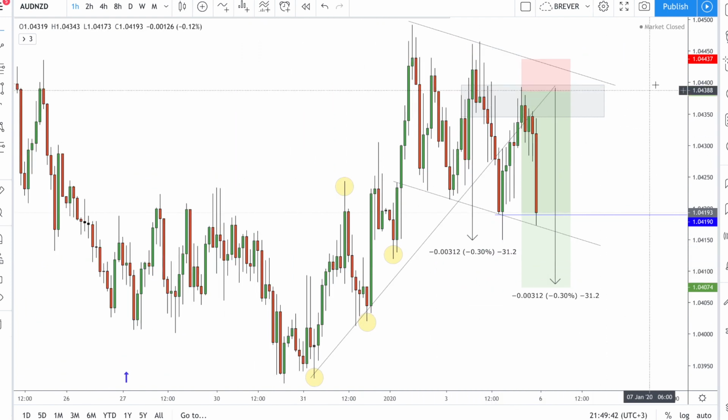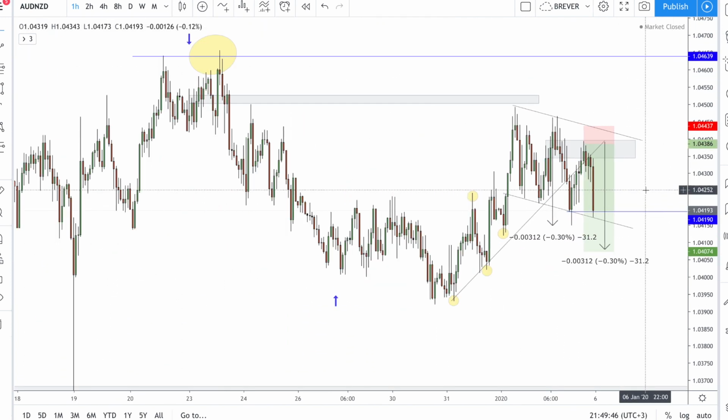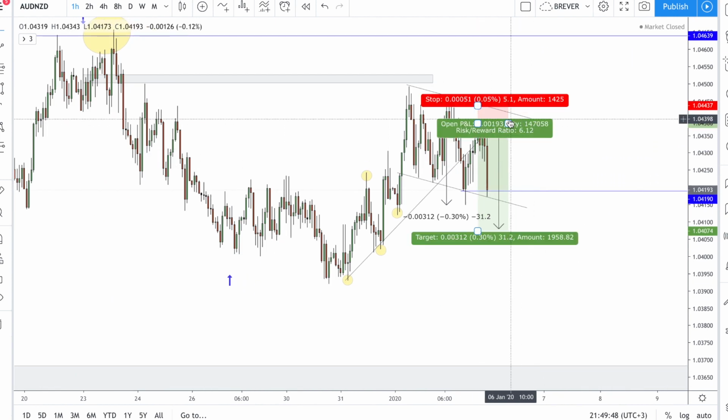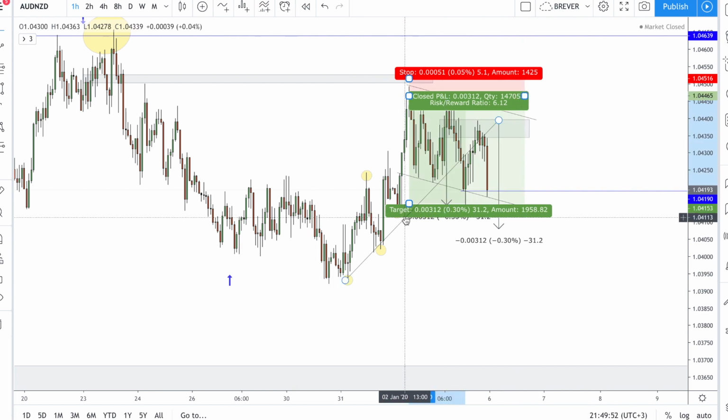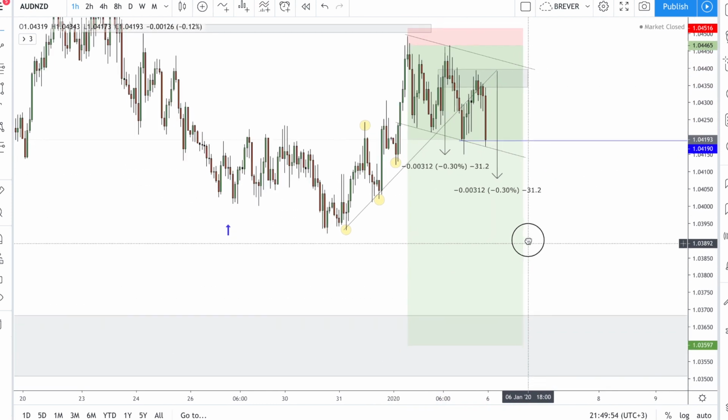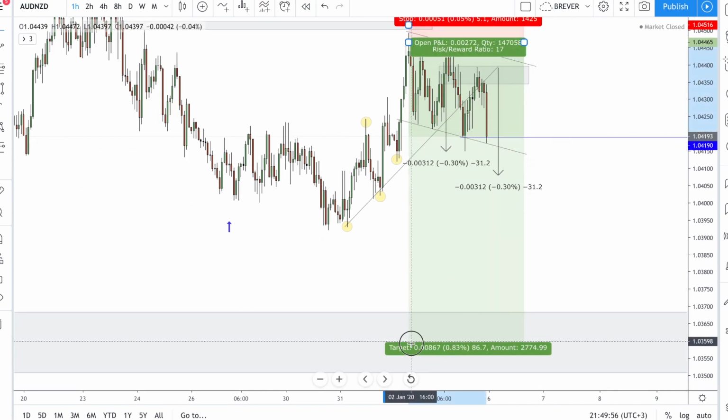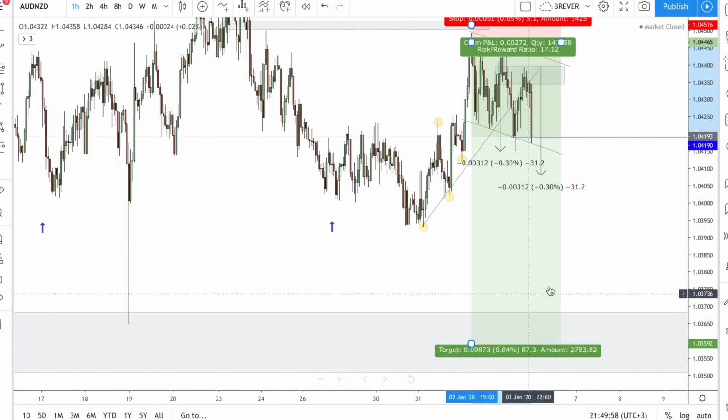But remember, this is a 1 hour time frame. Our overall trade was from this price level, aiming to get all this amount of pips, trying to come tap and take out these liquidity lows.